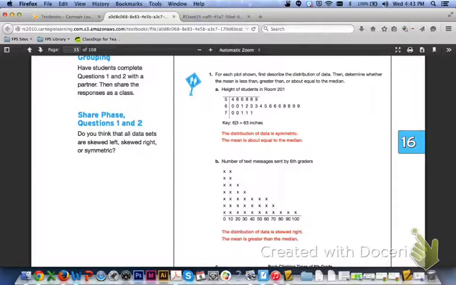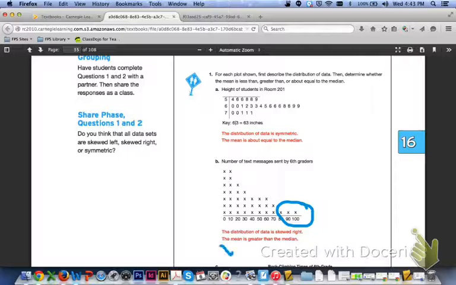So looking at letter B, number of text messages sent by 6th graders, you can see that the graph is skewed right because there is a lot of values here and then a small amount of values on the right hand side. When I said here, I meant on the left hand side. Small amount of values on the right hand side, so it's skewed right. So those values on the right, those large values like 100, would throw off the mean a little bit. And as a result, the mean would be greater than the median.